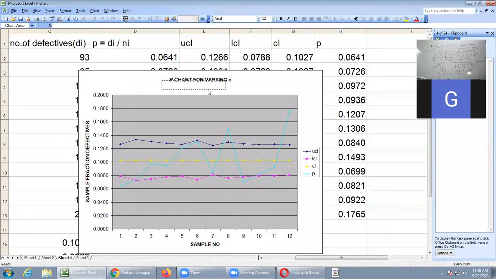Is it clear, all of you? Is it clear or any doubt? Manually you can do this problem, the same way I have done in the system. Manually also you have to do. You will get different UCL values, different LCL values, and CL value will be fixed. Is it clear, everybody? All of you understood P chart for varying n? Please respond, yes or no?